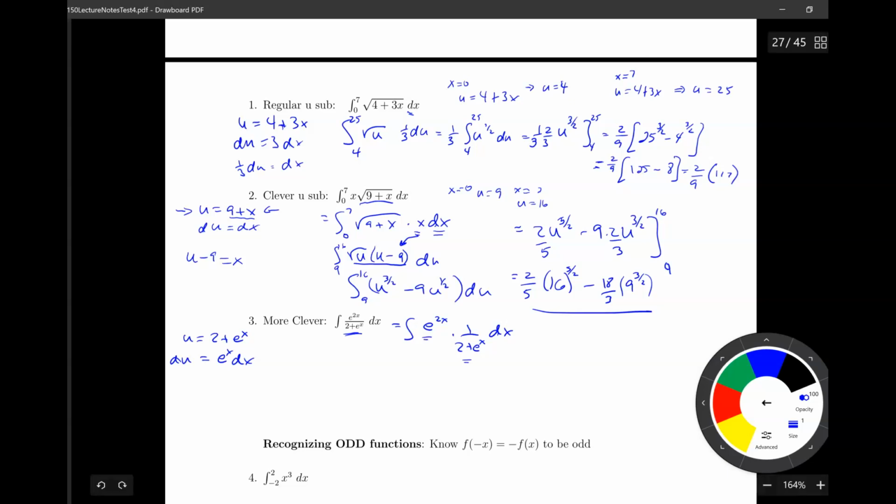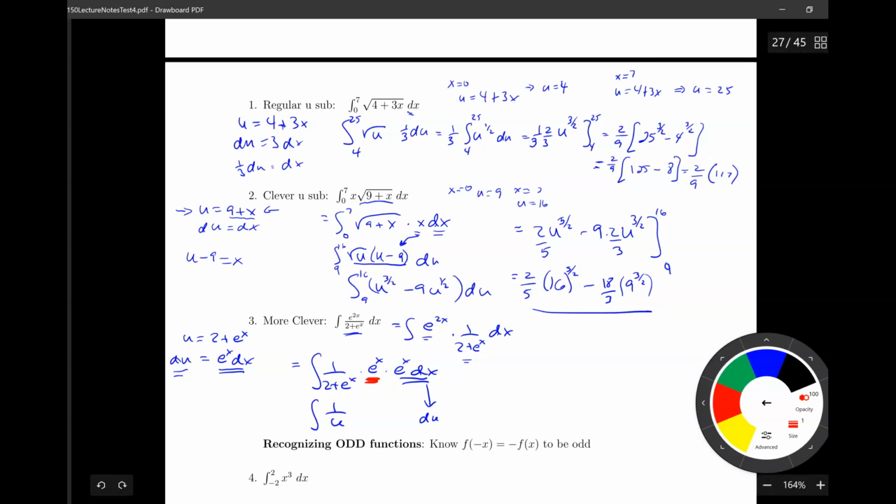This e to the 2x, what can I do with that? I need one of the e to the x's to be taken out to put the du in. So let's rewrite that even further: 1 over 2 plus e to the x, times e to the x, times e to the x, dx. So this one can be taken out to get my du in. This, I can use my u substitution. So it's this right here that I have to worry about. How am I going to get a u in here for this? Because everything has to be in u's, all x's to all u's.